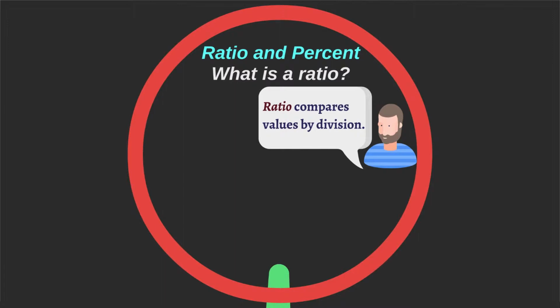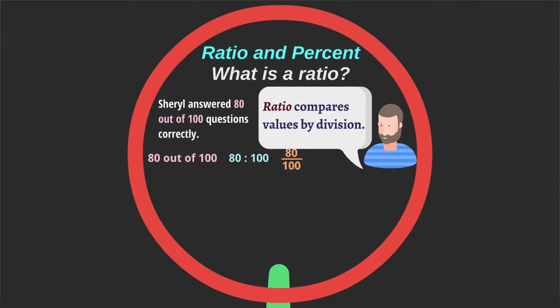Let's have an example to better understand the concept. Cheryl answered 80 out of 100 questions correctly. The expression 80 out of 100 can be expressed as a ratio. We can write it like this, or as a fraction, 80 over 100. This ratio compares 80 to 100. If that's so, we can write it as a percent.